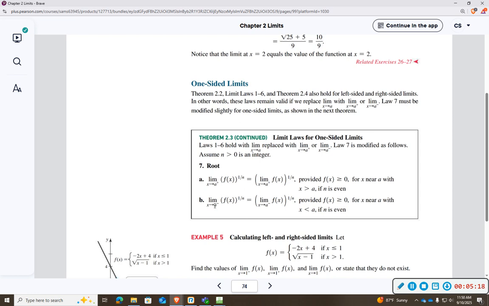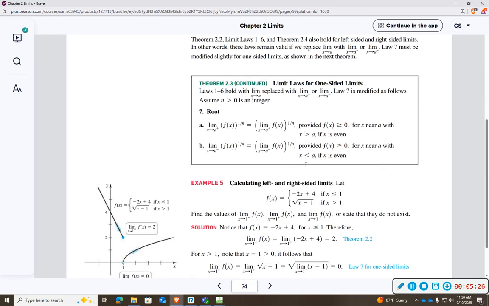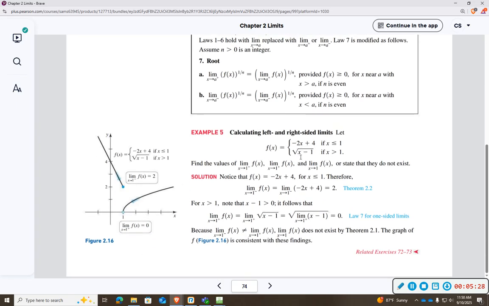And then the same thing for the left-sided limit, provided your argument is greater than 0 and that n is even. So then they show you an example here. Got a square root, even root. They walk you through each of the steps, and you can see the graph here.